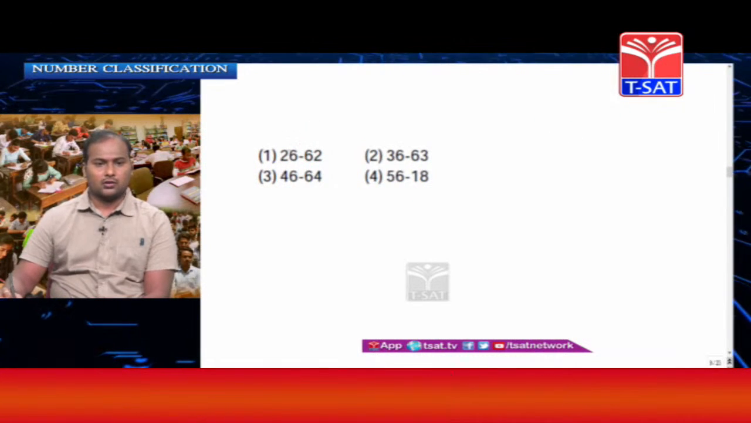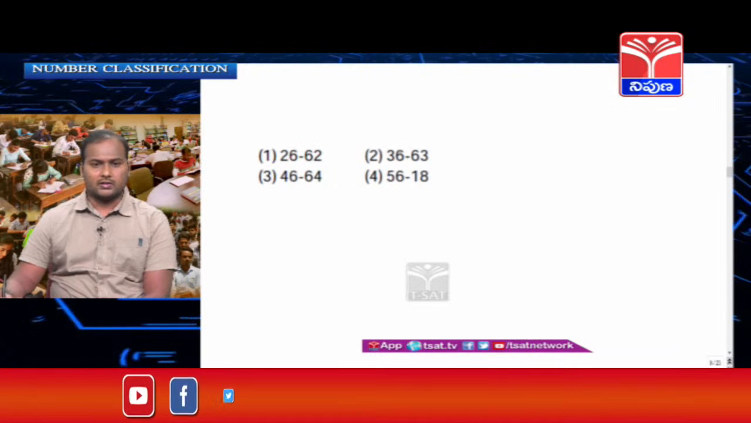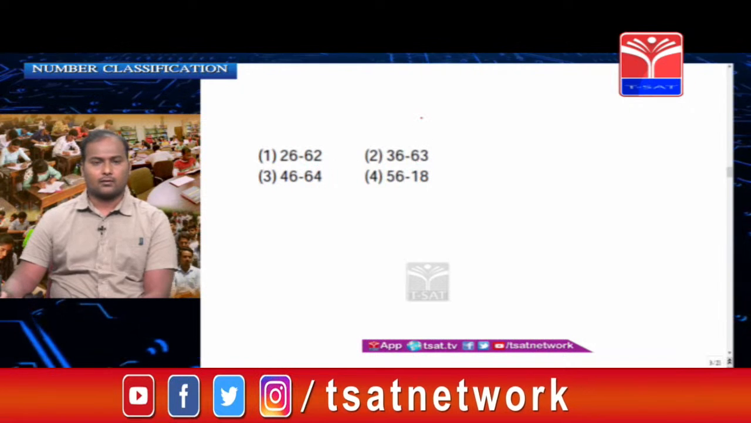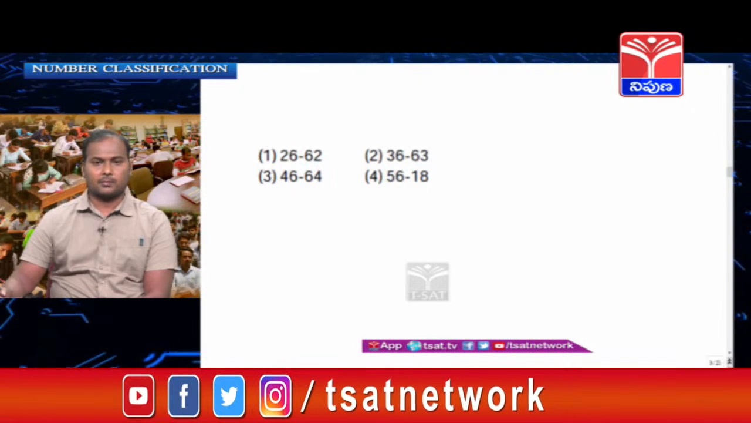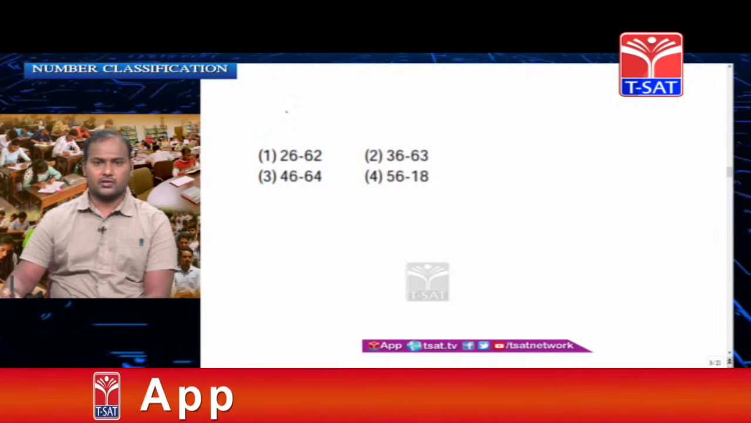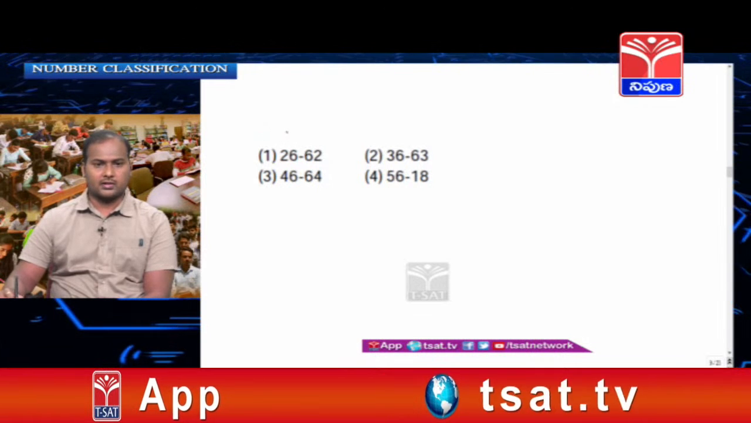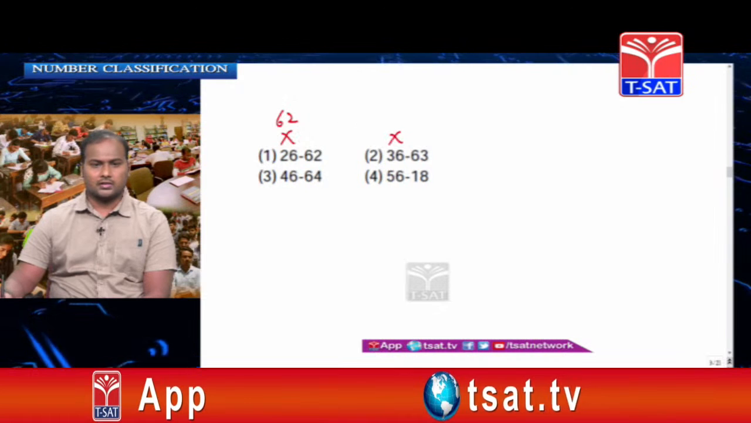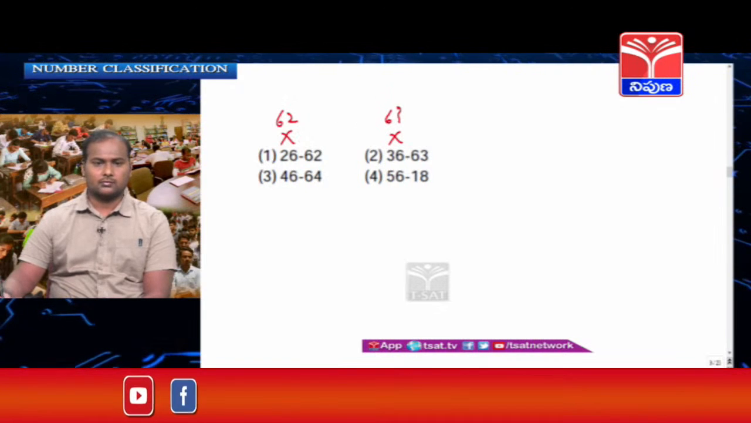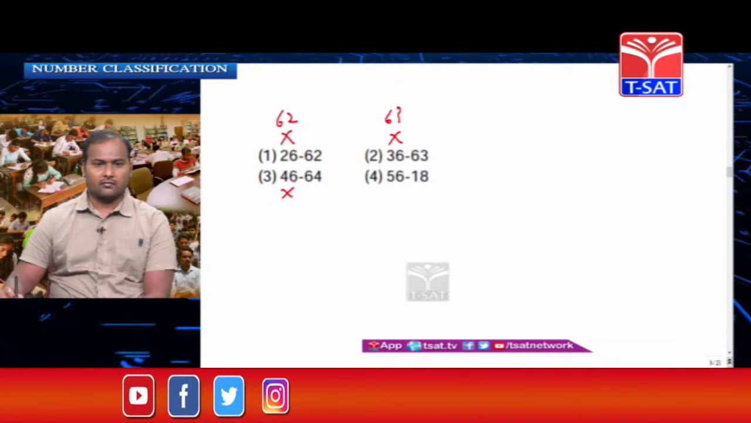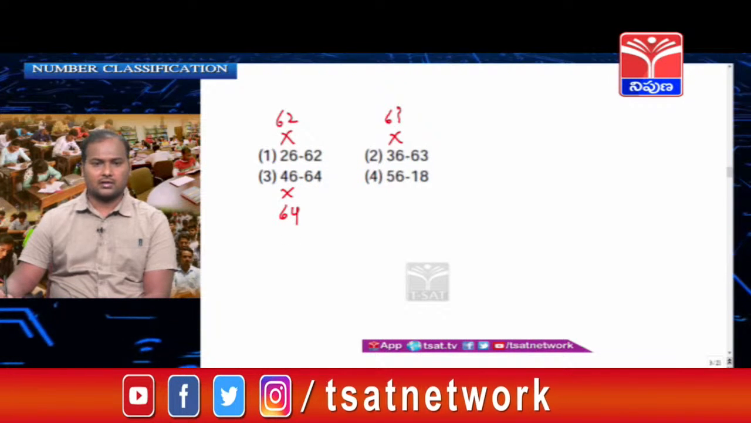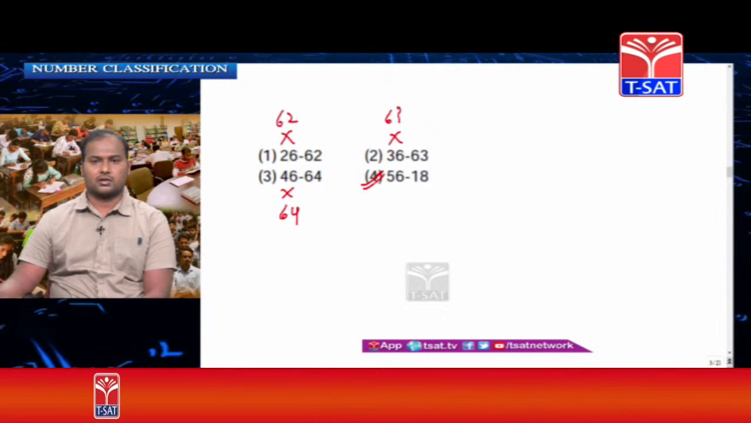In this question: 26, 62; 36, 63; 46, 64; 56, 18. The moment you see this, the same numbers are repeating. Obviously, their positions are interchanged. For example, 26, when you interchange, becomes 62. 36, when you interchange, becomes 63. In the same way, 46 interchanged gives 64. Obviously, with the 4 it is not possible, so your answer is 4.